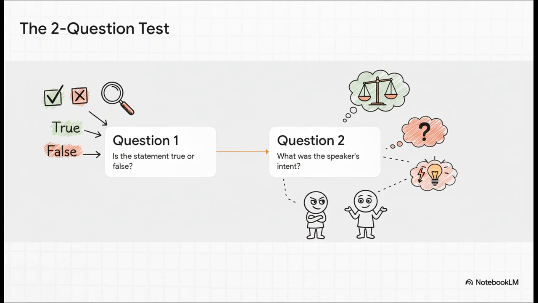So here's a super simple way you can break this down for yourself. Think of it like a two-question test. First step, you ask, is the statement true or false? Pretty easy. If it's false, then you go to the second and, honestly, the more important question. What was the speaker's intent? Were they trying to mislead you, or did they just get it wrong?